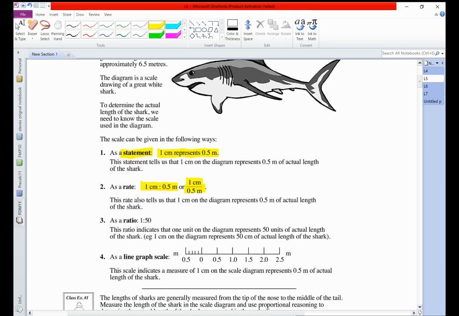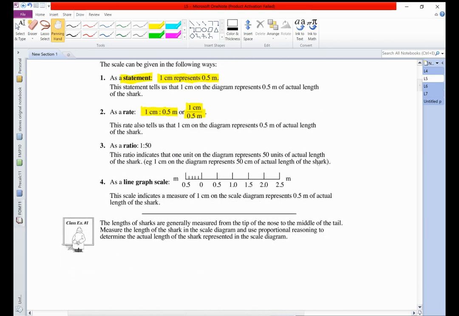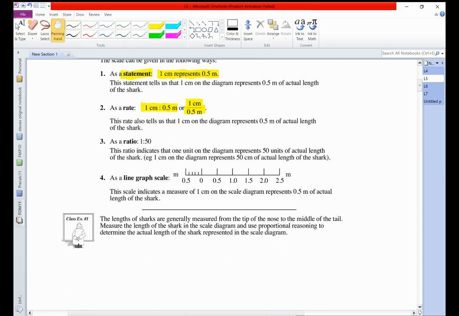If we wanted to convert that to an actual ratio, we would have to use the same units. So if 1 centimeter is representative of 0.5 meters, what we want to do is convert those meters into centimeters, because you can see our ratio over here is just 1 to 50. There's no units because they're the same units. So we either need to convert that 1 centimeter into meters or that 0.5 meters into centimeters. So you can do a unit conversion if you'd like.